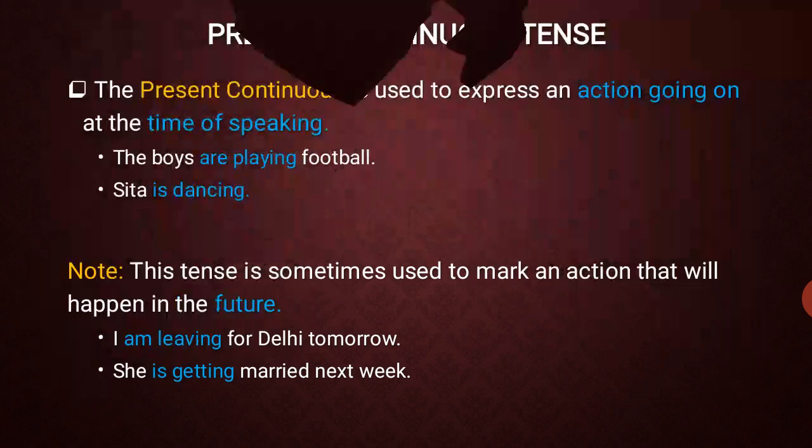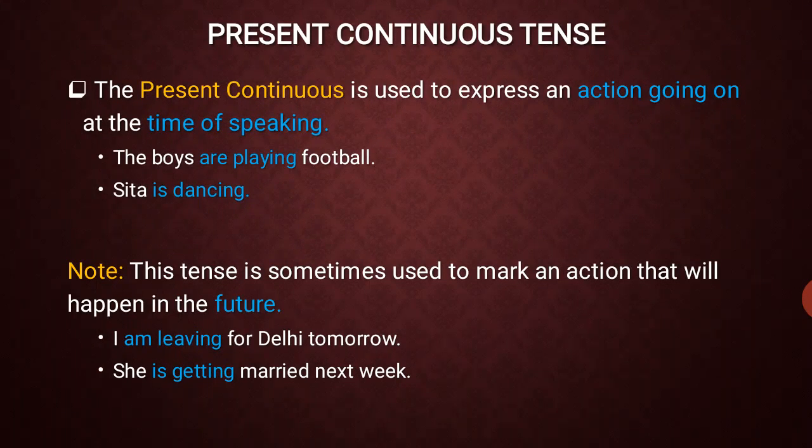Next slide is on the present continuous tense. The present continuous tense is used to express an action going on at the time of speaking. At a particular time, while we are speaking, we use the present continuous tense. So, the boys are playing football now. Sita is dancing here, and now she is dancing. Note that.